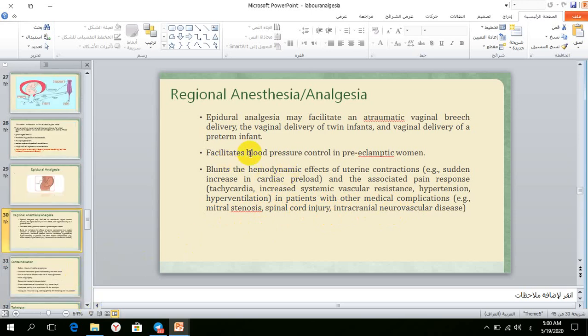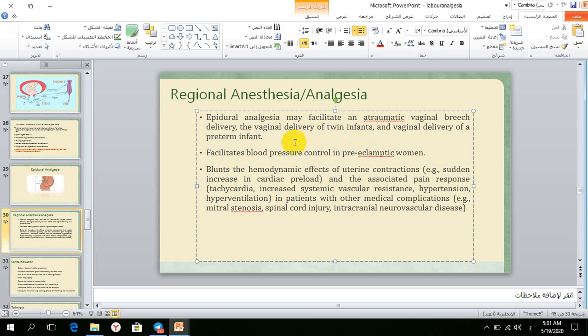يعني هسه هاي علما صارت استعمالاتها أكثر شيء اللي هي atraumatic vaginal breech delivery, vaginal delivery of twin infants, and vaginal delivery of preterm infants. Facilitate blood pressure control نستعملها بالpreeclampsia في pre-eclamptic patient. وblunts the hemodynamic effect of uterine contractions.